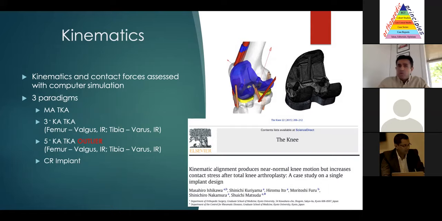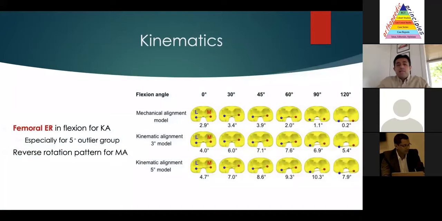And they used a cruciate retaining implant to study what happens. And what they found was that the first row shows the mechanically aligned knee, then the 3-degree kinematic, and then the 5-degree. As you can see, this is medial in red and this is lateral in blue, that in flexion, there seems to be femoral external rotation for kinematically aligned knees, especially for the 5-degree outlier group. And there is a reverse rotation pattern for mechanically aligned knees.